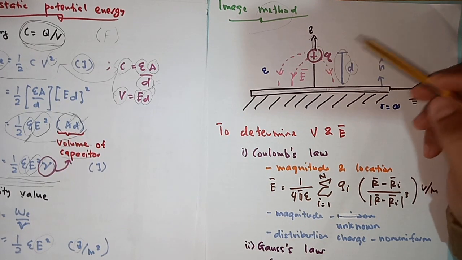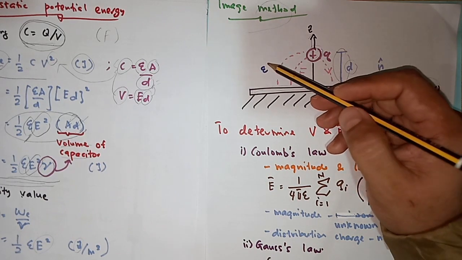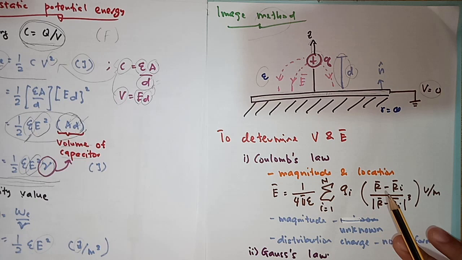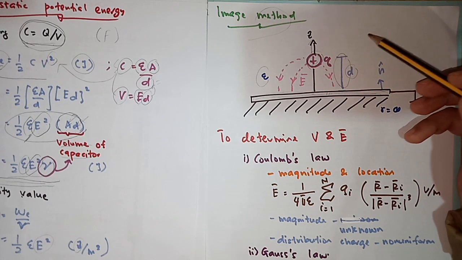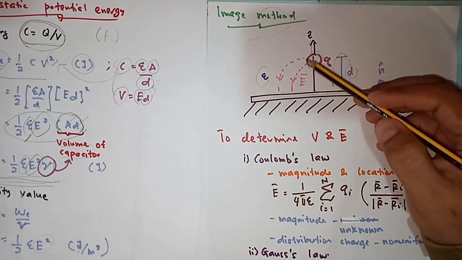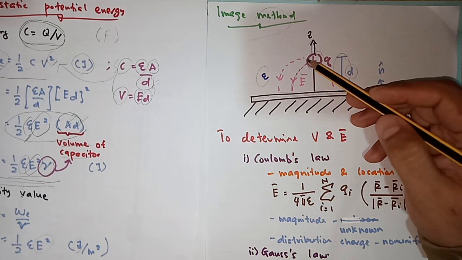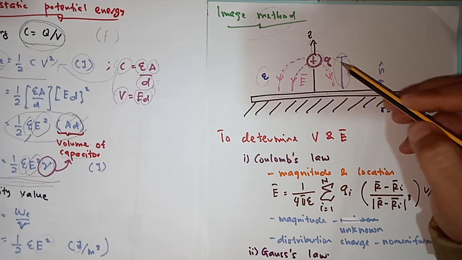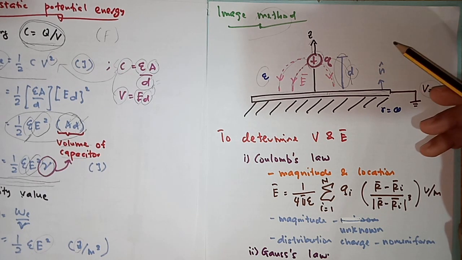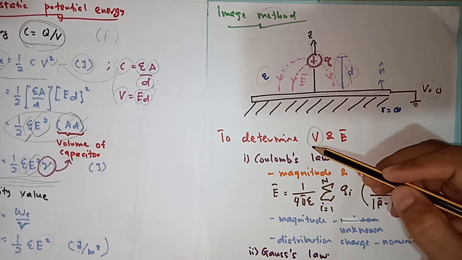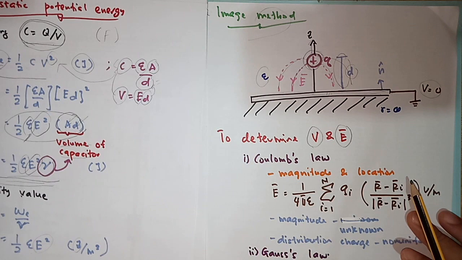So the charge is located in air, and in this case, the air is represented by this permittivity value. Because our charge is positive, like a proton, we will have the direction of the electric field in this direction. So the problem is, how can we determine the potential difference and the electric field produced by this single point charge?